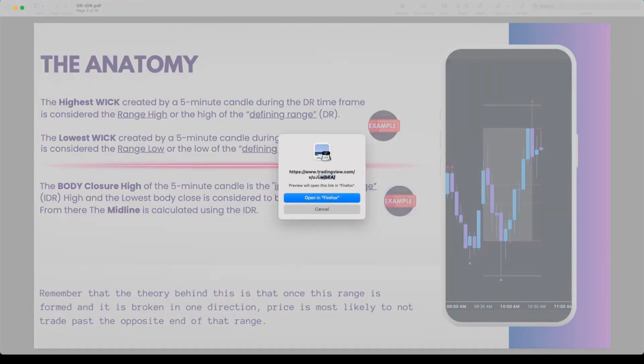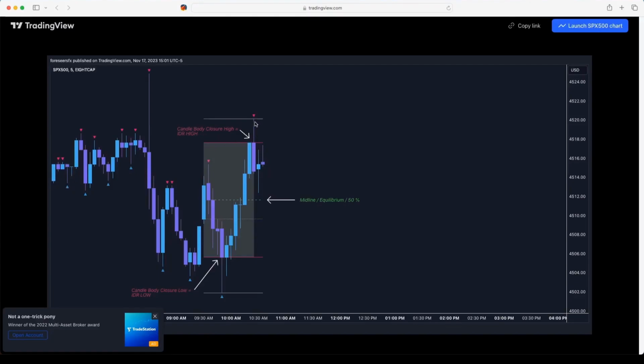From there, the midline is calculated using the IDR. So again, another quick example here. As you can see, this is the highest wick that we spoke about earlier, and the body of that high wick is going to be our IDR high. Remember, candle body. Same thing here. The candle body closure low, this one right here, is going to be our IDR low. And as you can see, it's connected to the biggest wick. From there, the midline, or equilibrium, or 50% zone, whatever you want to call it, is calculated. So from here to here, that midline is formed.